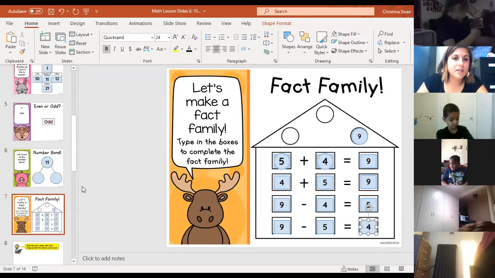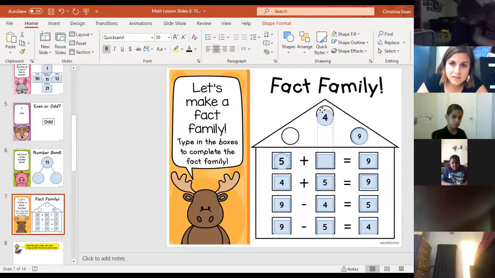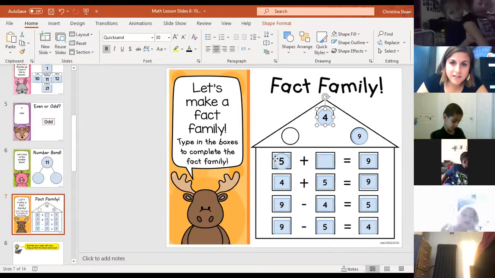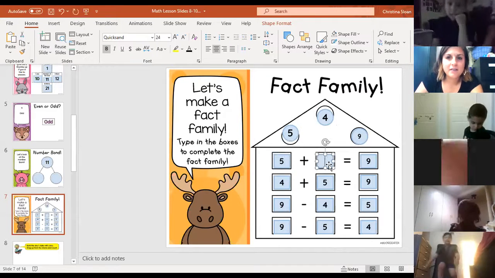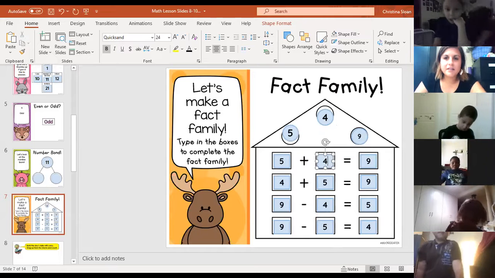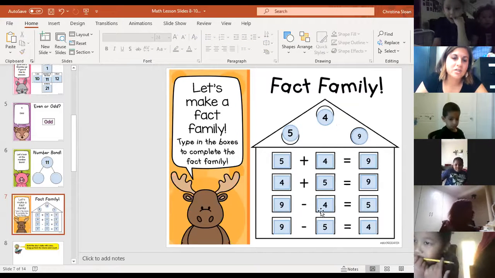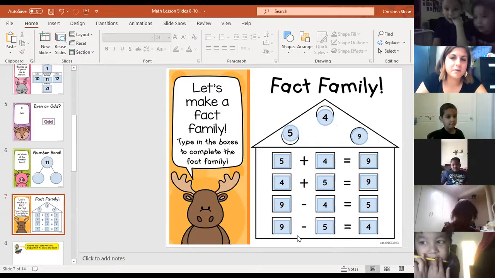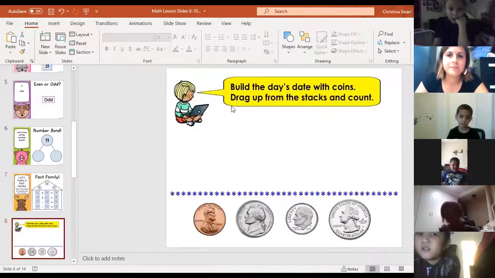So if we look at our fact families, in our family we had the number 5, 4, and 9. And look, when we add them together and subtract them, the numbers don't change. The order can change, but the number doesn't change. So they're a family. That's why we call it a fact family.